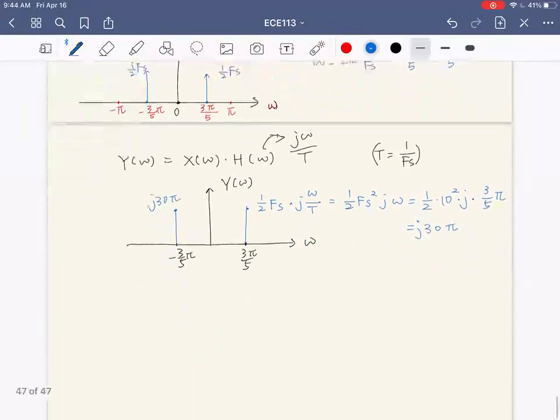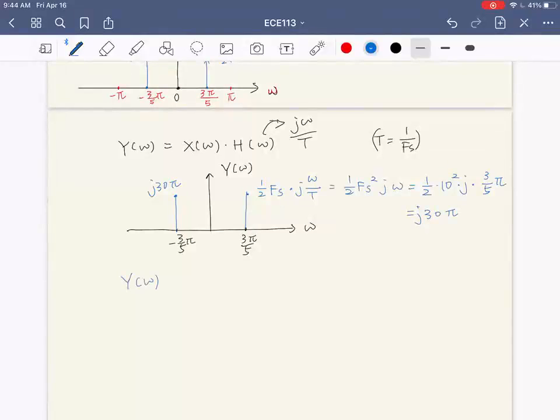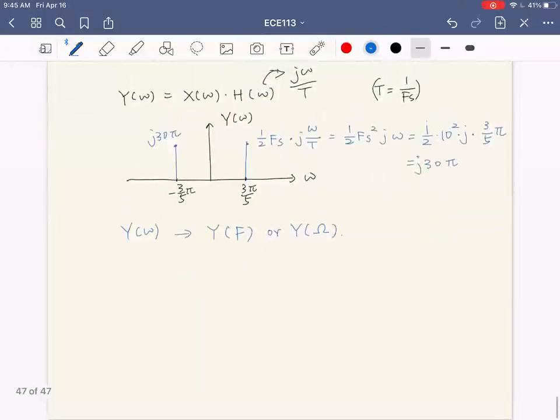So now we need to convert the Y of omega back into the time domain, right? So we need to make it in continuous time domain. And as you remember, we times the fs here, and then we need to divide it by fs again. So the j 30 pi will now become j 3 pi.